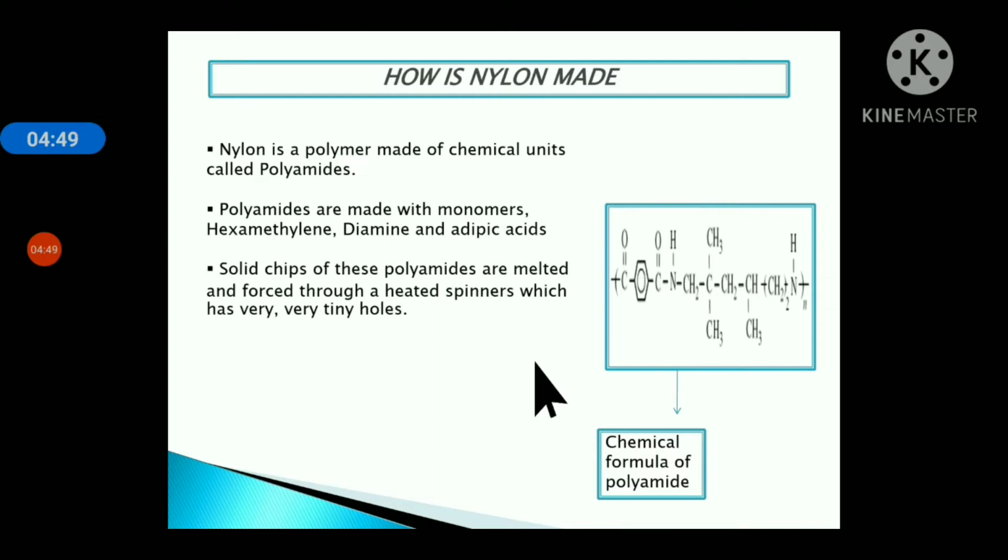Okay. So a polymer is a long chain of units of monomers. What are the monomers here? See, hexamethylene diamine and adipic acid. Polyamides are made with monomers like hexamethylene diamine and adipic acid. So this is a polymer. Polyamide is the polymer behind nylon.